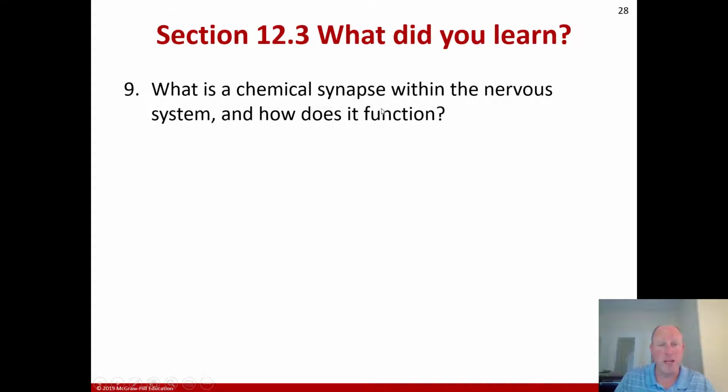So you should be able to note what a chemical synapse is within the nervous system, contrast it to an electrical synapse, and explain how it functions.